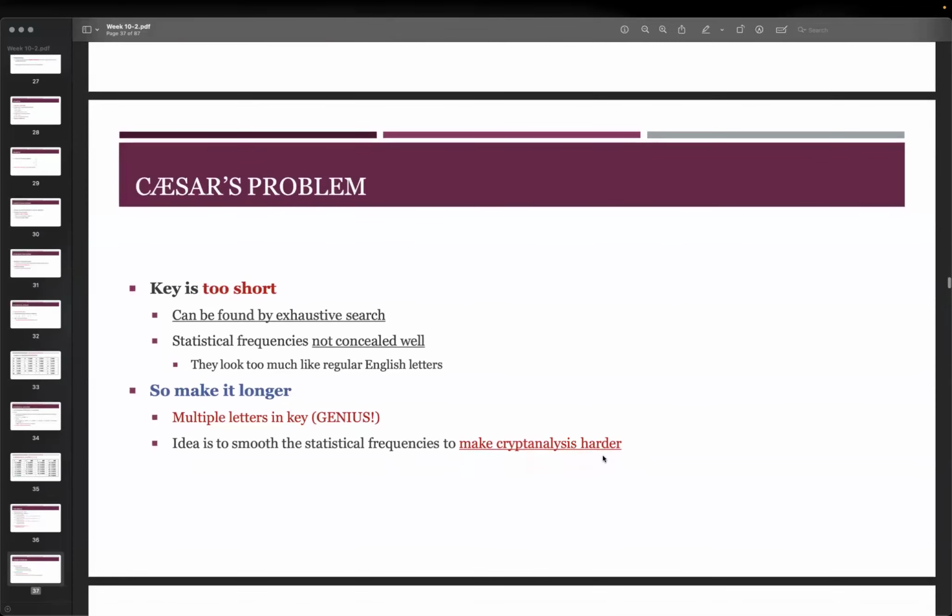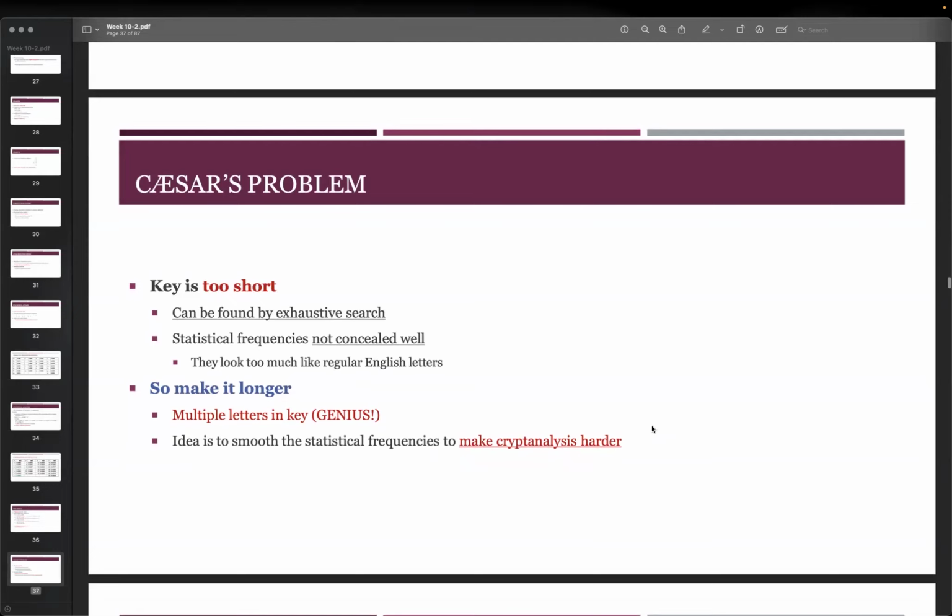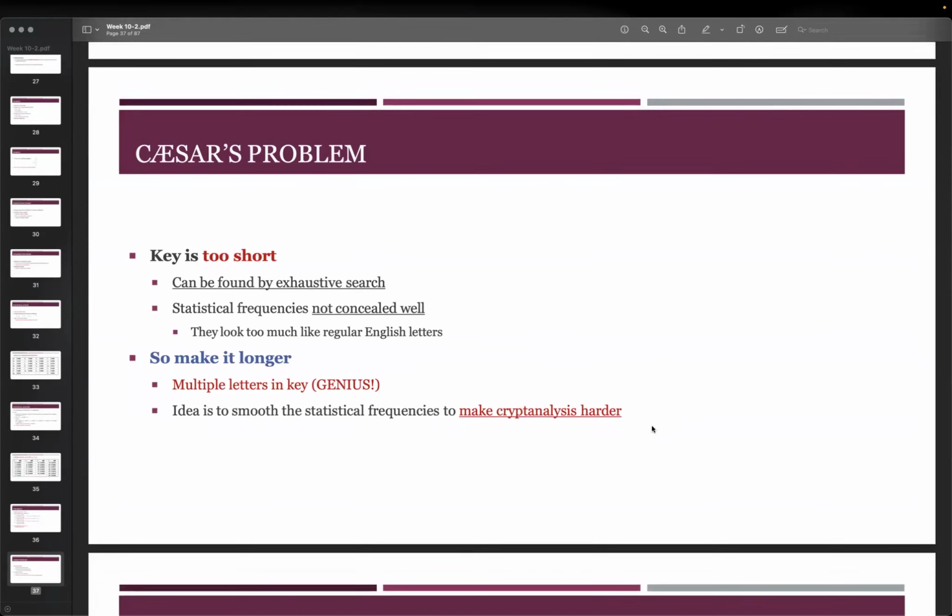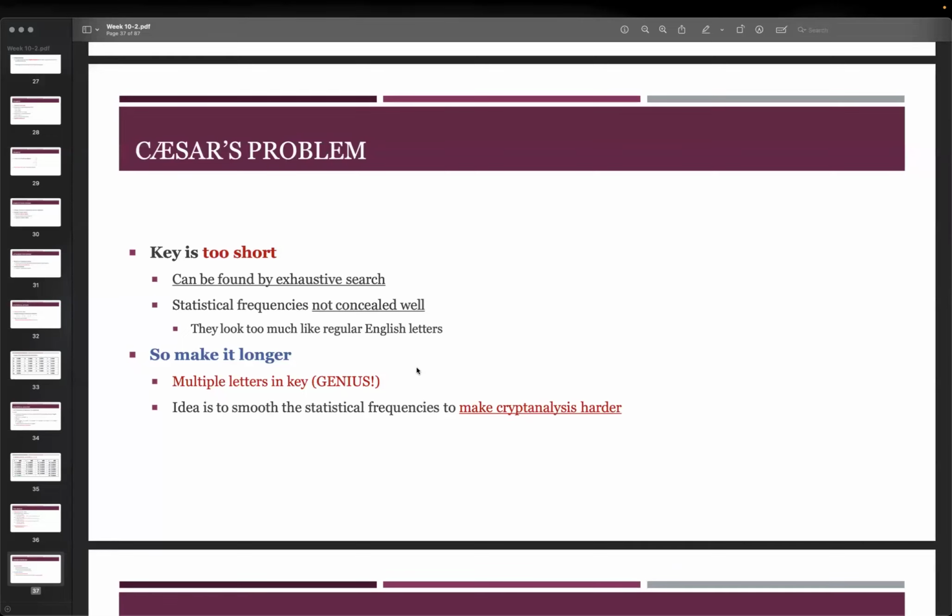When we look at the Caesar cipher, the problem is that the key is too short. It's so easy. We can use an enhanced exhaustive search to figure it out. Also, the statistical frequencies are not considered relative, so it may be too much like the regular English letters. So is there any other solution?